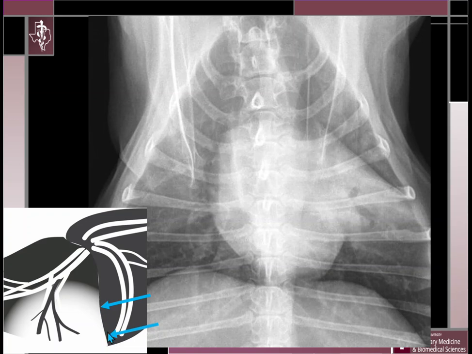So here's the graphic illustration of that lobar sign. This is our alveolar pattern where the soft tissue fluid opacity is up against the normal lung. So here is the lobar sign where there's an air-filled cranial subsegment of this left cranial lung lobe, and then an alveolar pattern in the caudal subsegment. We can see a little bit of an airway, but we don't have a really good air bronchogram. However, we have a really nice lobar sign.